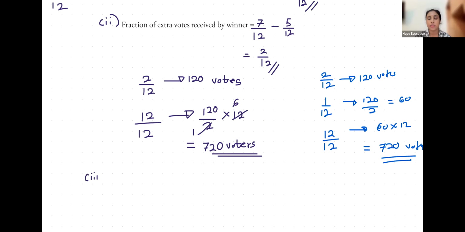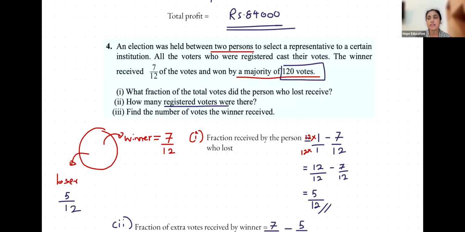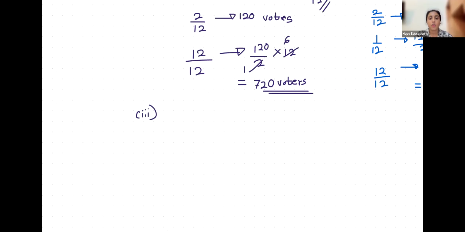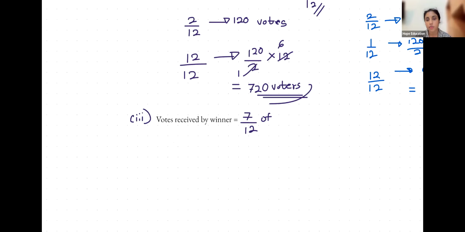Let's move on to Roman number 3. Find the number of votes the winner received. The winner received 7/12 of the total number of votes, right? So votes received by the winner is, don't click on the board please, 7/12 of the total number of votes. Now we know the total number of votes is 720.